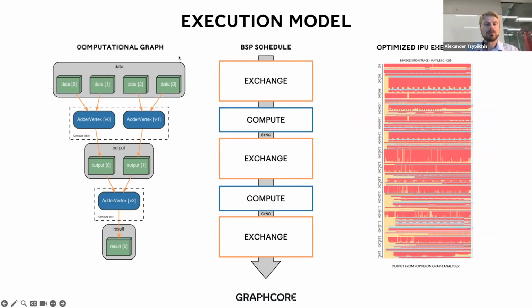So BSP maps very naturally onto the computational graphs, or I should say vice versa. If you have a computational graph with some input data or tensor slices that are consumed by compute vertices that in their turn produce some output tensor slices, you can represent it as a series of exchange and compute phases in the bulk synchronous parallel execution with synchronization after the computation.